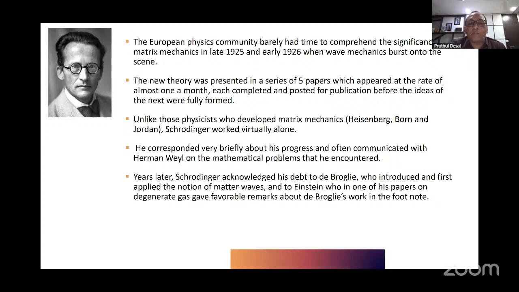Years later, Schrodinger acknowledged his debt to de Broglie, who introduced and first applied the notion of matter waves, and to Einstein, who in one of his papers on degenerate gas gave favorable remarks about de Broglie's work in a footnote. Typically, most of us don't read footnotes, but it was Schrodinger who caught Einstein's footnote. It caught the eye of Schrodinger, and that triggered him to read about de Broglie's PhD thesis and his work.